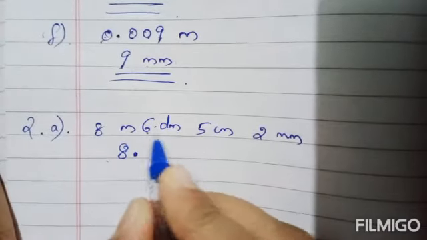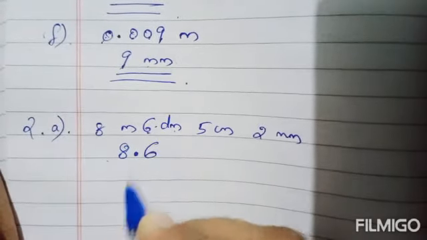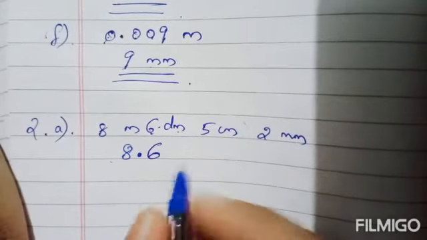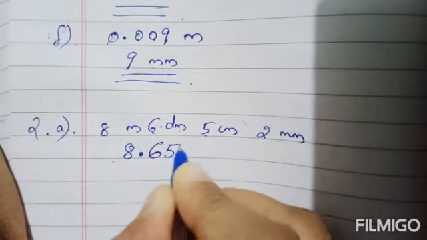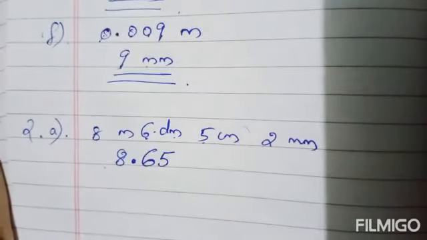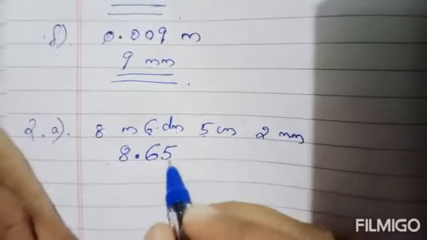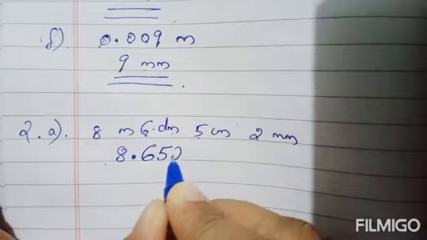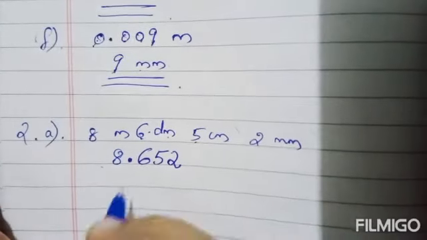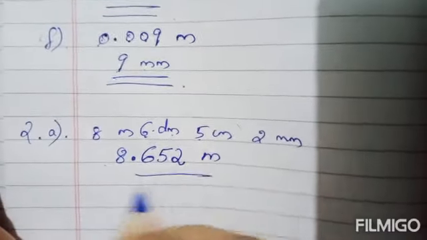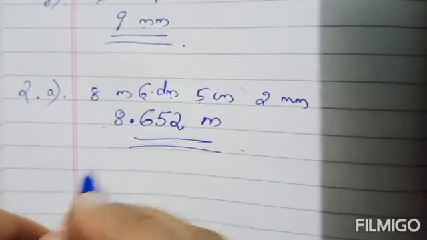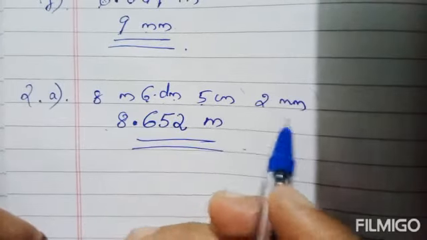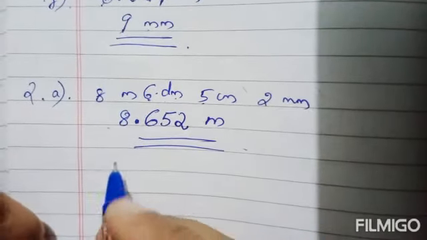Now the 10th place is decimeter. So 6 decimeter here, so in the 10th place it is 6. Now the 100th place will be centimeter, so 5 centimeter, 5 in the 100th place. The 1000th place is millimeter. 2 millimeter is given here, so in the 1000th place it will be 2. So 8.652 meter. In decimal notation, 8 meter, 6 decimeter, 5 centimeter, 2 millimeter is 8.652 meter.